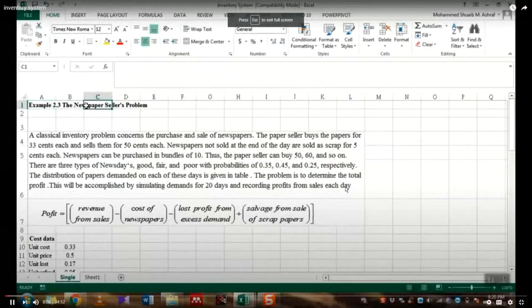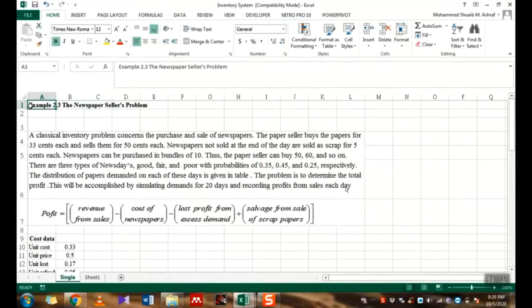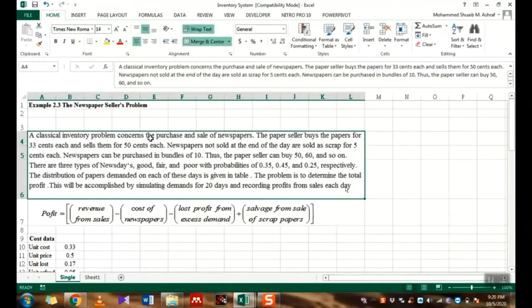Newspaper seller problem. This is an inventory system simulation, the newspaper seller problem. We will solve this problem in Excel. We will implement this in Excel. So let us talk about what this problem is. This inventory problem concerns the purchase and sale of newspapers.